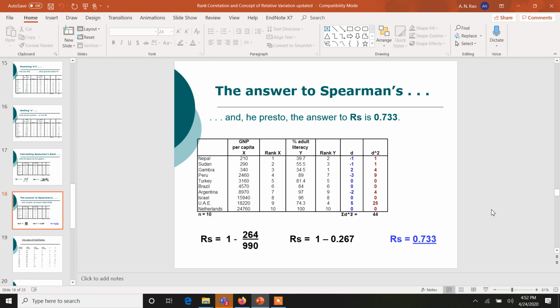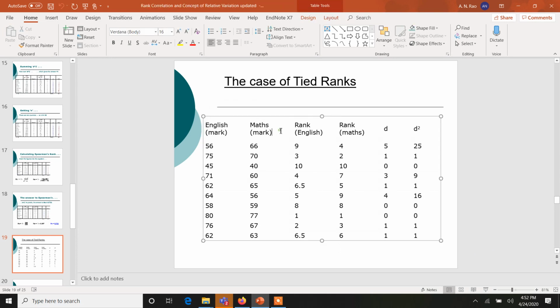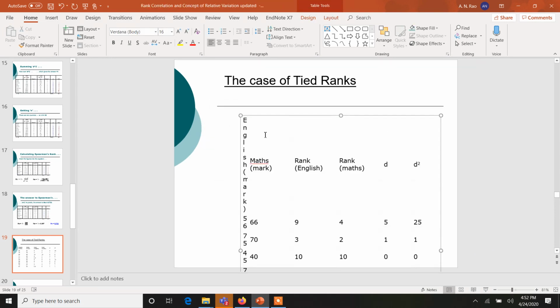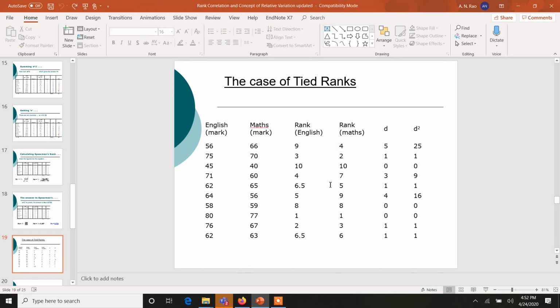Now I will introduce another numerical for the same concept, but we will have a little bit of a problem in that the ranking will be tied. For example, if I have this type of data and I want to see whether there is any correlation between marks in English and marks in maths, so what I do is, first of all, similar to what we did just now, I calculate the ranks.